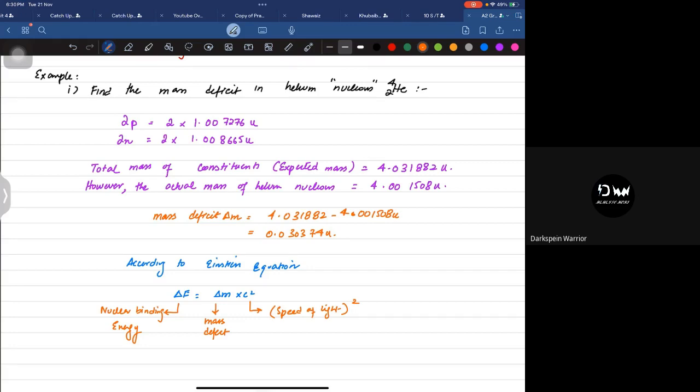Now there is a difference when he's going to give you nucleus and when he's going to give you an atom. So next we're going to look at the atom. If you could quickly write this down, and if you have any question, please let me know.